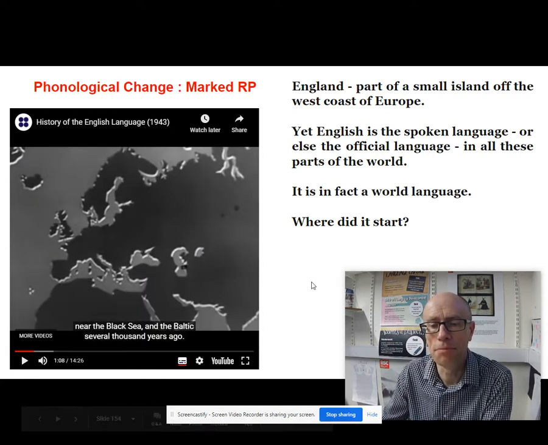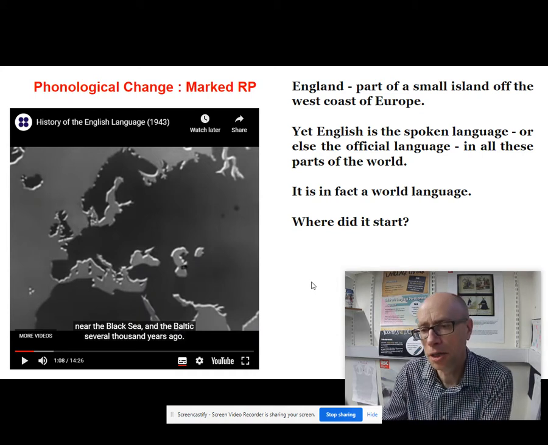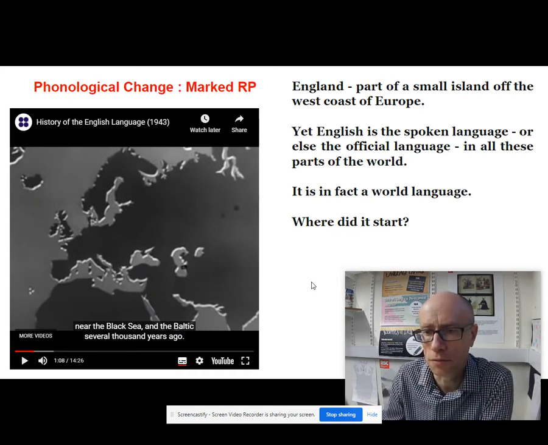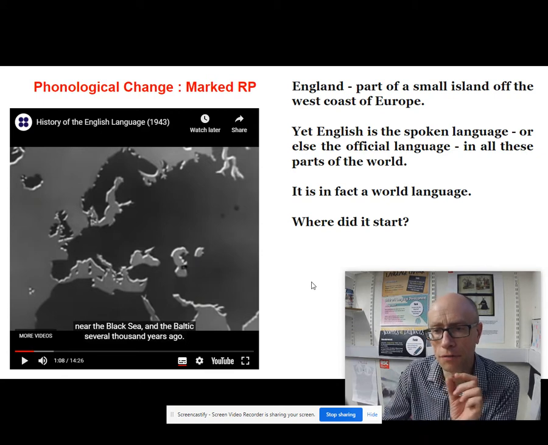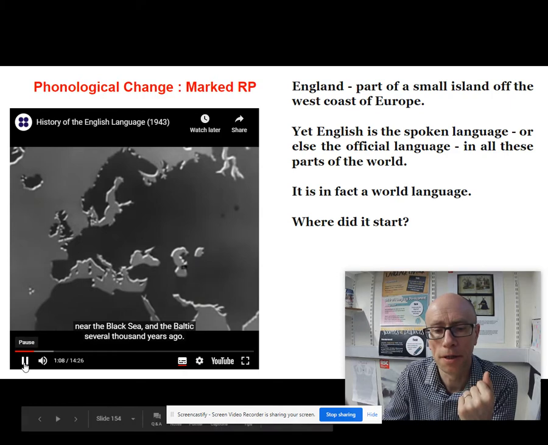Okay, so you can hear this marked RP. England, part of a small island off the west coast of Europe. And if you focus in on the R sound there, you can see it's slightly rolled, isn't it? Europe, like that. And later on, when it comes to talk about the different countries, I'll just play this bit.